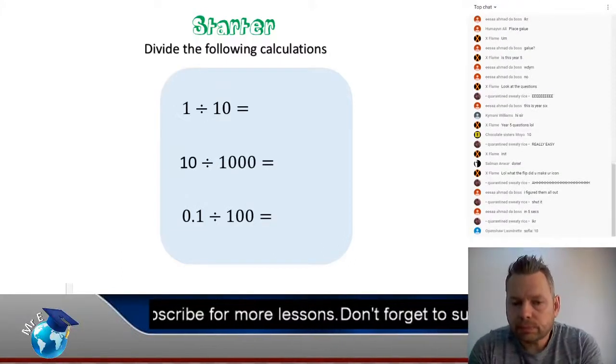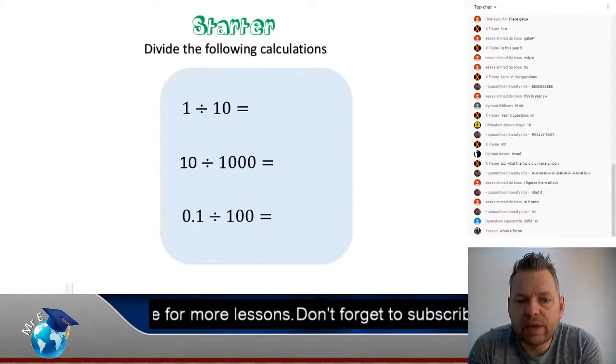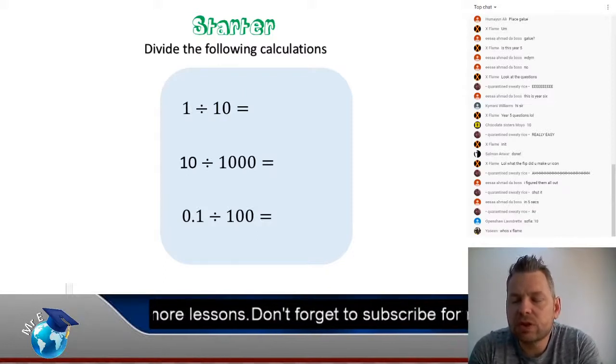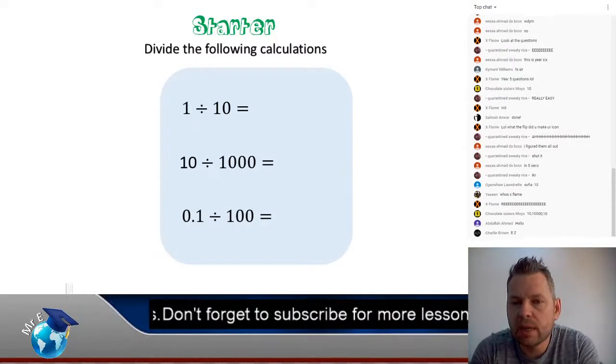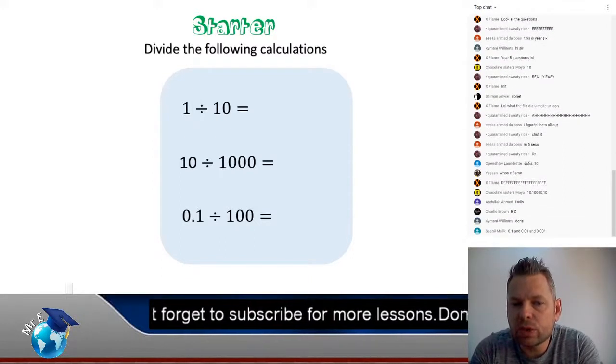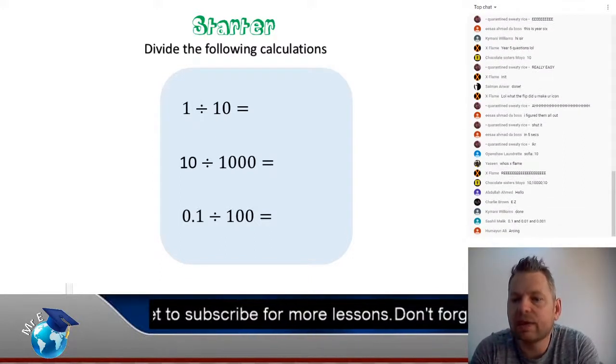Okay, so I can see some of you putting that they're really easy. This is year 5 questions and everything else. What's really important is not that you think they're super easy. What's important is that you understand why they are those numbers.